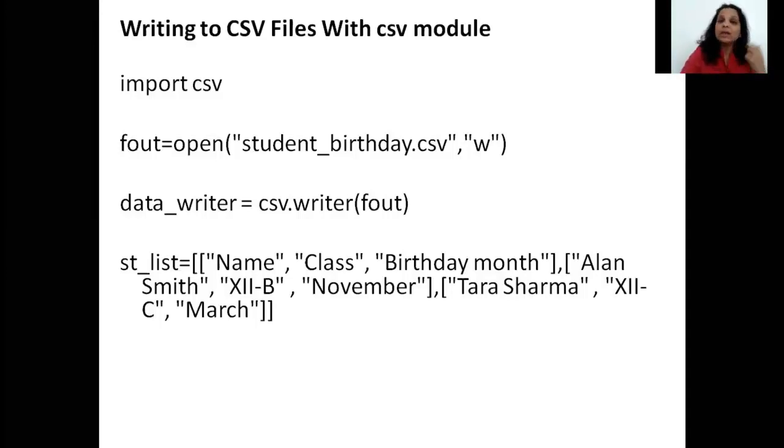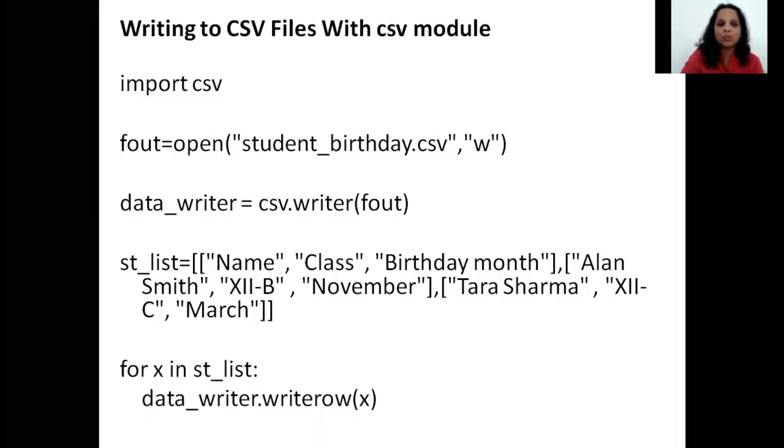Okay, then I make use of the function called writerow. So I write for x in st_list, because st_list is a list, so it's iterable. I can loop through it. x will get the first element, and the next line says data_writer.writerow(x). So the first thing it will write is the name, class, birthday month, the field names. This is not compulsory, but you can do so. Next, it will write Alan's details. Next, it is going to write Tara's details. Is that clear?